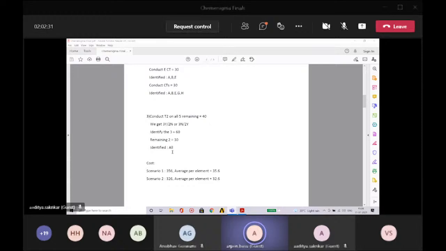As we said, in that T9 test we had two possibilities. So corresponding to the two possibilities, we have two possible costs. So in the worst case scenario, we still have to spend only 35.6 whatever units per element. This is our cost, right?